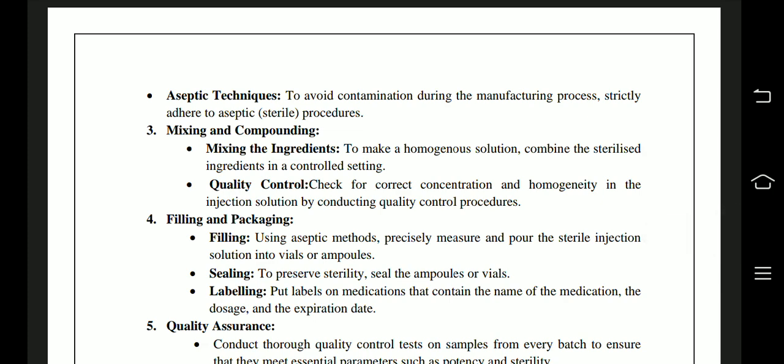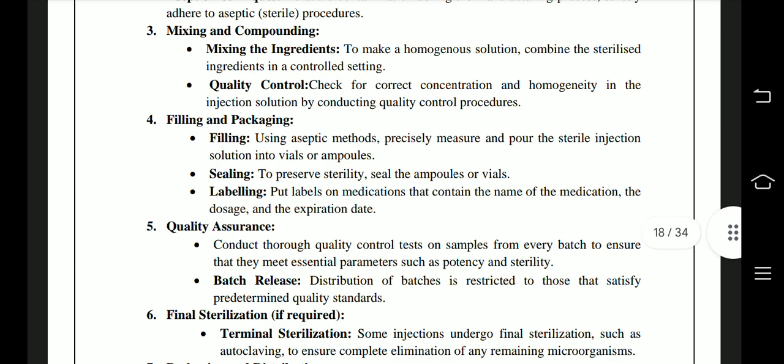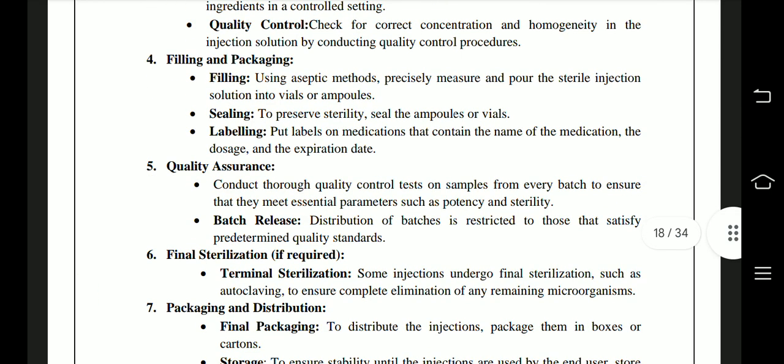Third one is mixing and compounding: mixing the ingredients to make a homogeneous solution. Combine the sterilized ingredients in a controlled setting. Quality control: check for correct concentration and homogeneity in the injection solution by conducting quality control procedures.